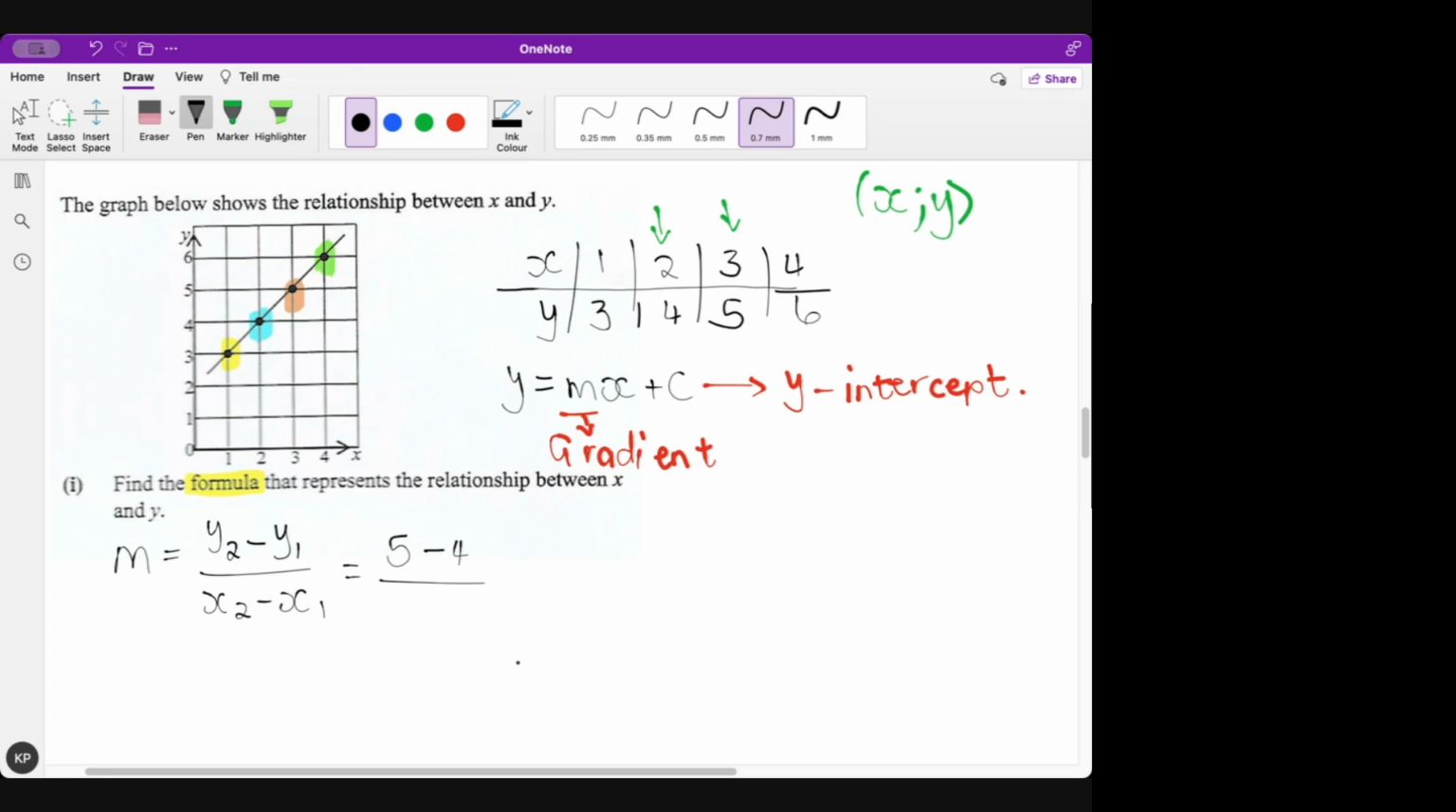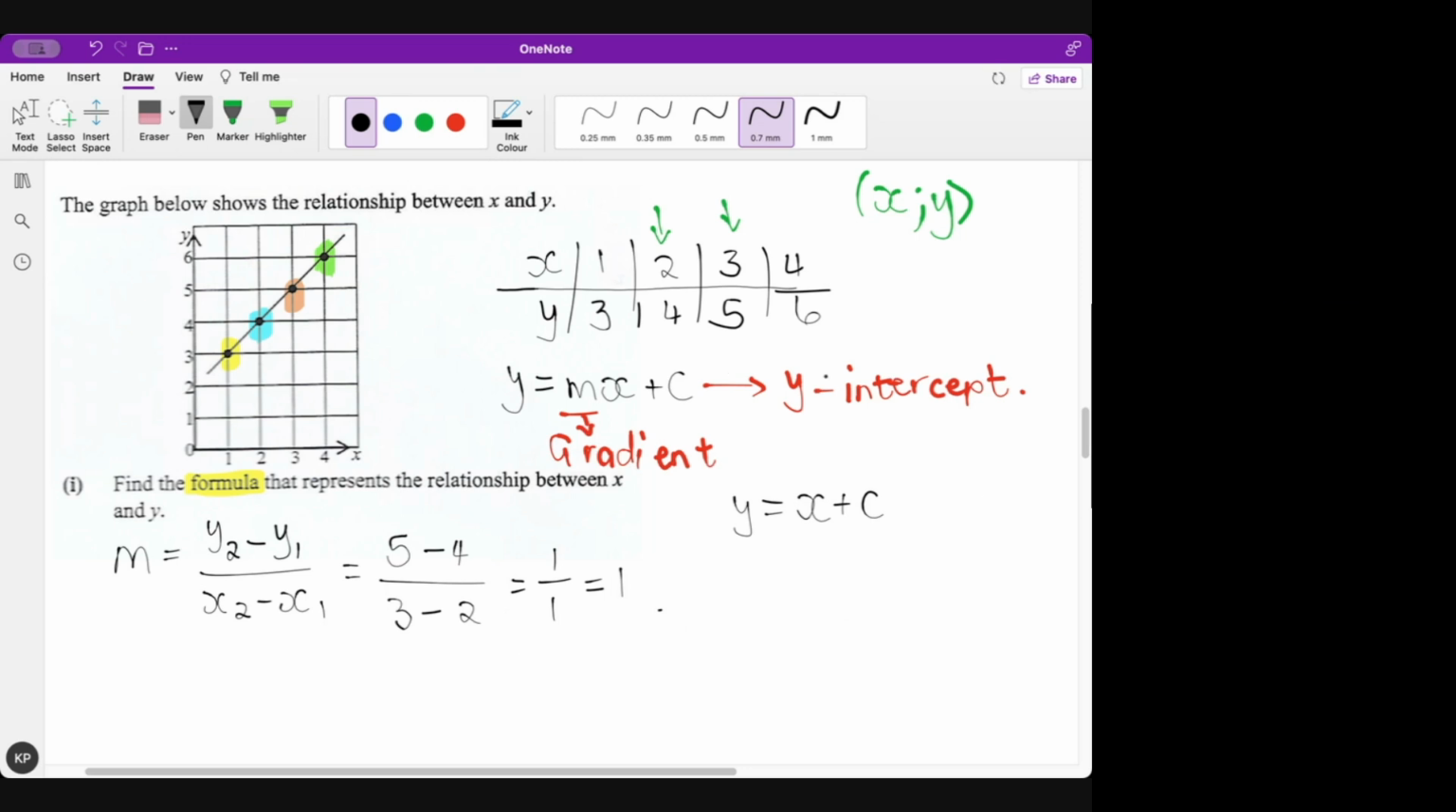x2 will then be what? 3 minus our x1 will then be 2. Great. Then we're left with 5 minus 4, which is 1, over 3 minus 2, which is another 1. That means my gradient is equal to 1. Great. y is equal to... Do we have to write the 1, guys? No, we don't. Okay. Well, x plus c.